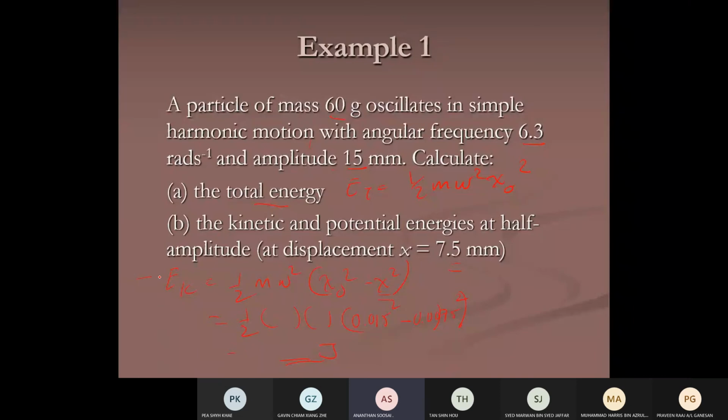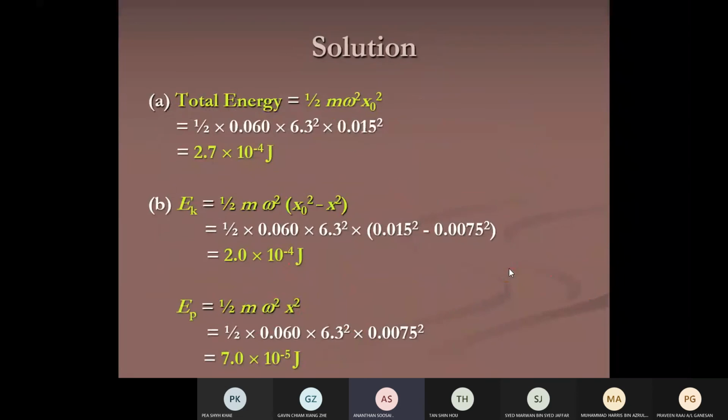Important is what formula to be used: half m omega squared, x naught squared minus x squared. EP is what? Half m omega squared x squared. So the x you put straight away, 7.5 mm changed to meter. So this should be the working, right? Put x naught and x correctly, change to meter, and you get that.